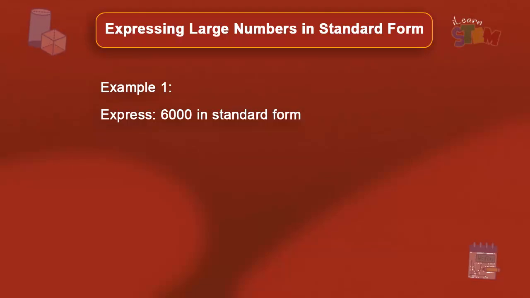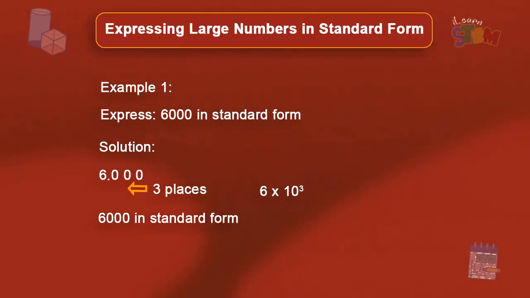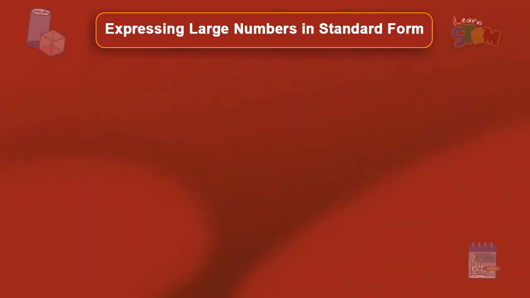Express 6,000 in standard form. Solution. First, we write out our numbers. 6,000. Then, we move our decimal point to the left, counting as we move. 1, 2, 3. We move 3 places to the left. So, we write 6 times 10 raised to power 3. Therefore, expressing 6000 in standard form equals 6 times 10 raised to power 3. Let us solve another one.